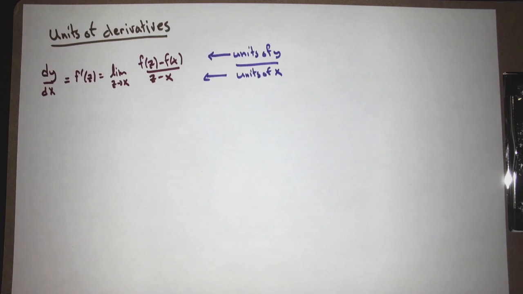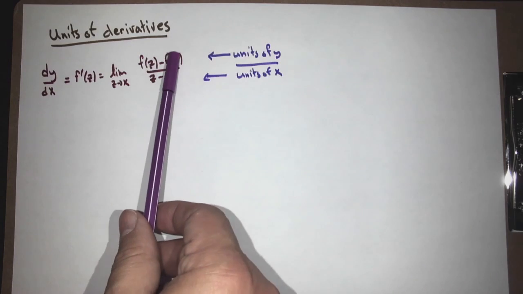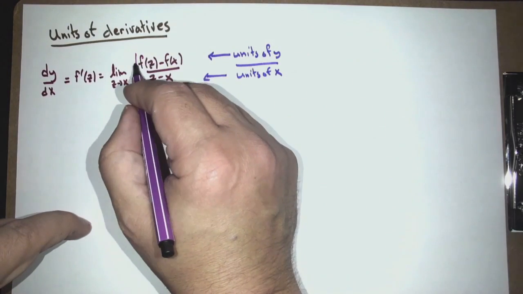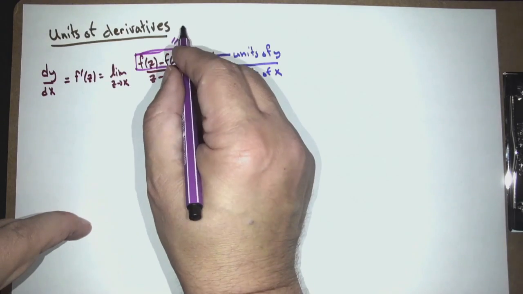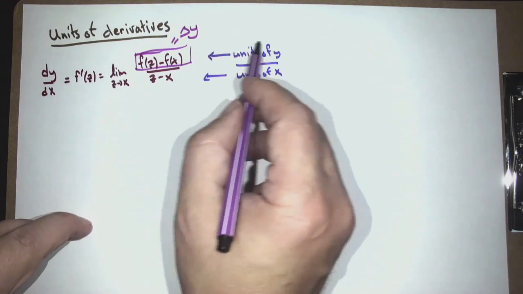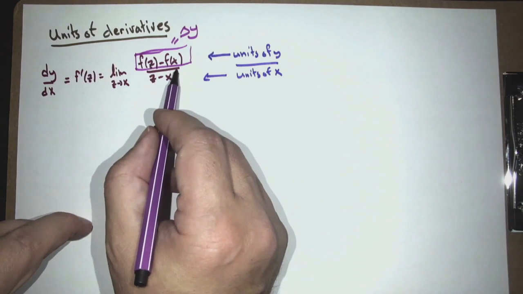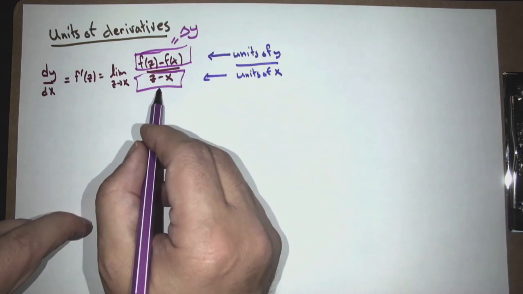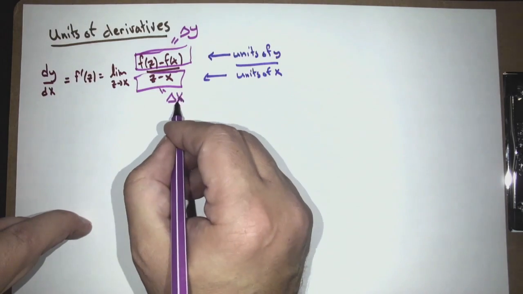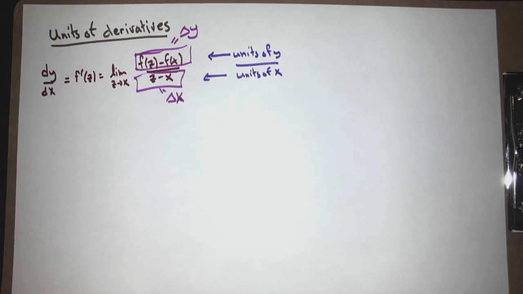If you think about the definition of the derivative, it is this limit as z goes to x. You have f of z minus f of x over z minus x. In particular, this f of z minus f of x, this part upstairs, is a change in y. And so it's the units of y upstairs. The downstairs is z minus x. This is a change in your input, so it's a change in x. So it's the units of x.